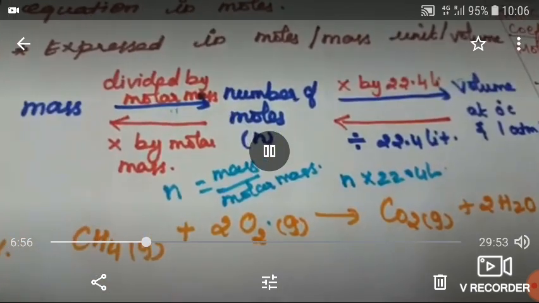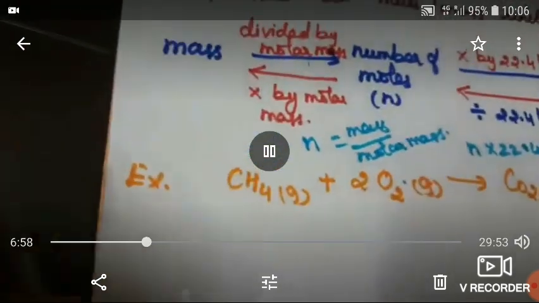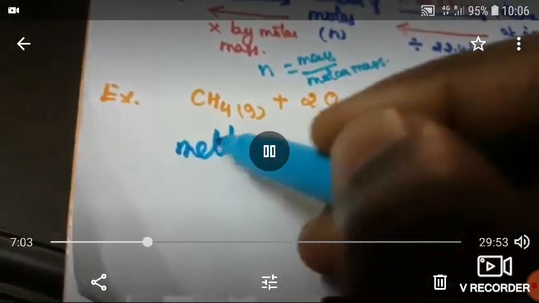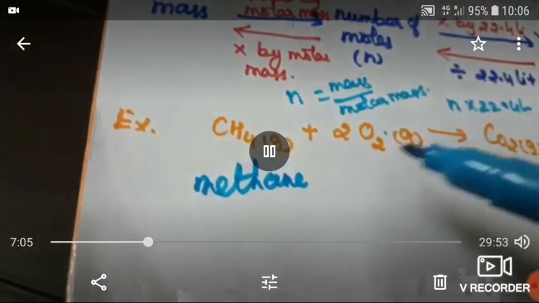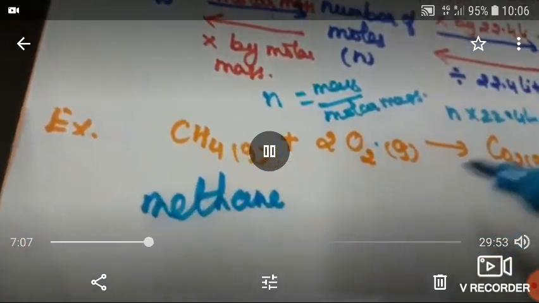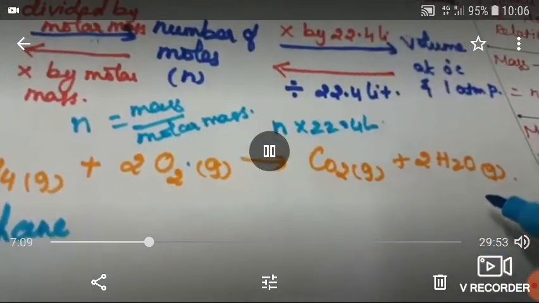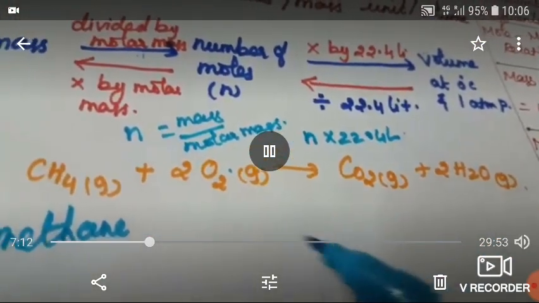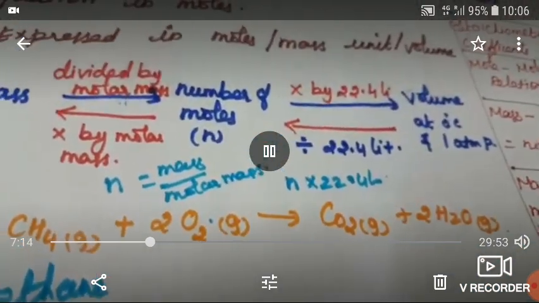So next example, that is methane. Methane when burned with oxygen. So methane is burned with oxygen, this is methane burned with oxygen to liberate carbon dioxide. This is 1 mole of methane, 2 mole of oxygen reacts to produce 1 mole of carbon dioxide and 2 mole of water.